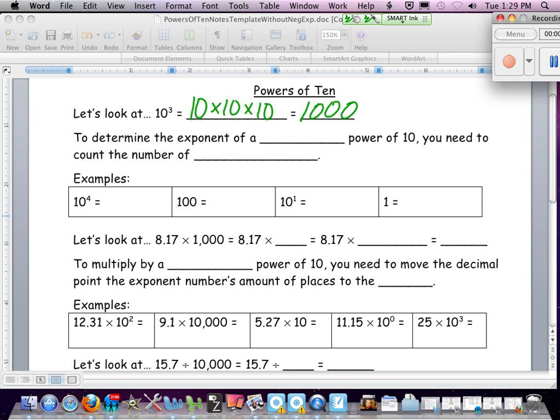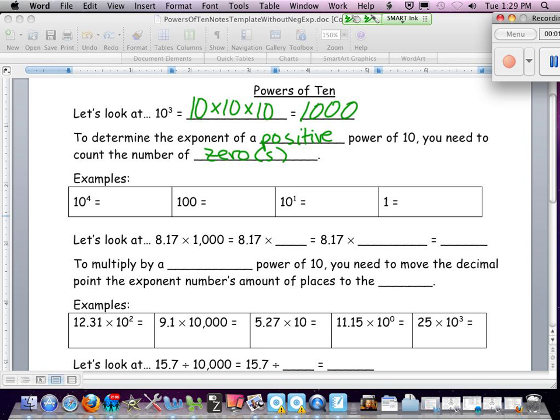So determine the exponent of a positive power of 10. You need to count the number of zeros. Or if you go the other way, you're trying to tack on that many zeros. So for this first example here, 10 to the fourth, it's going to be 1 followed by 4 zeros. Don't try to verbalize it until you've then put your comma in to make it a properly written out number. So who can tell me what 10 to the fourth is equal to using the shortcut?